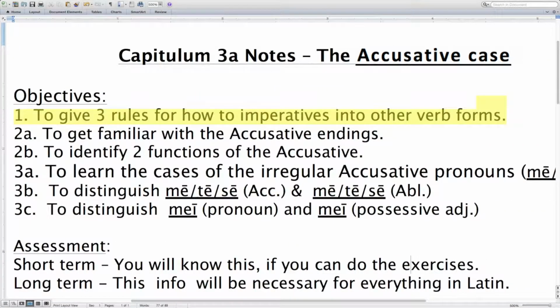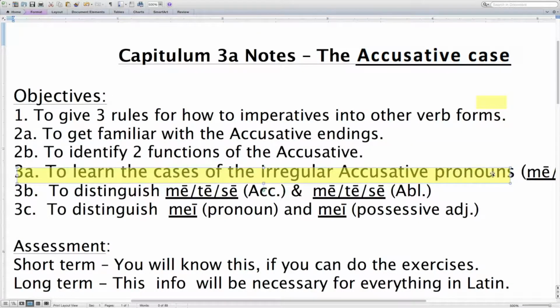What's 3a? The Accusative case. Objective 1. To give 3 rules for how to turn imperatives into other verb forms. Objective 2a. To get familiar with the accusative endings. Objective 2b. To identify 2 functions of the accusative.